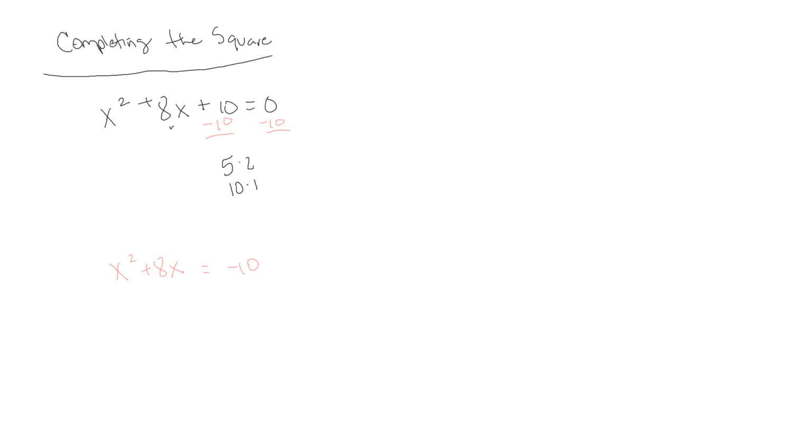So if it's a perfect square, half of the 8 is 4. And then 4 squared is 16. The pretend part comes here. If it was a perfect square, it would be this. And now 4 times 4, which is 16. And then 4x plus 4x would give me my 8x.